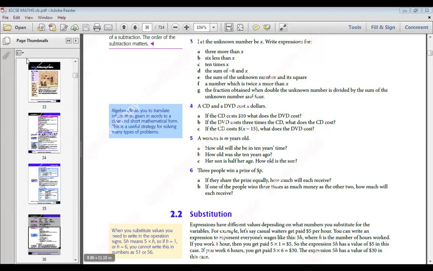So 4Y is equal to this much. Therefore, Y is equal to X by 4. That means the cost of the CD is $X by 4. We'll write the answer: the cost of the CD is $X by 4. Okay. Now, question number 5.